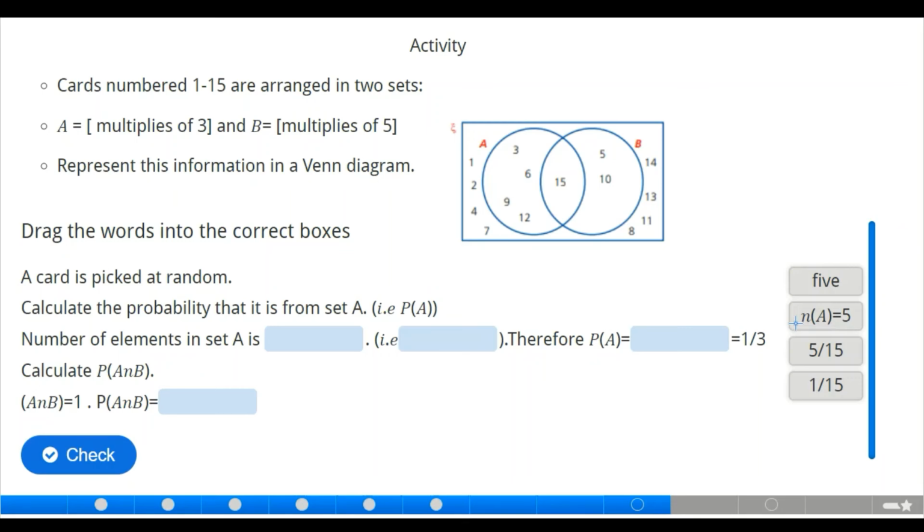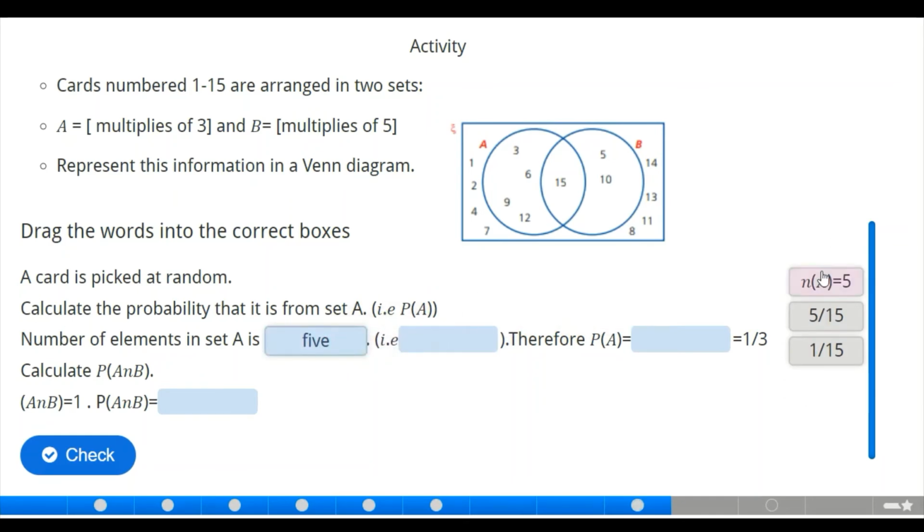So we said the number of elements in set A is 5. We are just having a drawing here. So n(A) is 5, that is, we have 1, 2, 3, 4, 5 in set A. So the probability of A is going to be 5 over 15, and when you divide through, 5 goes into 5 once and into 15 three times. So we have 1 over 3.